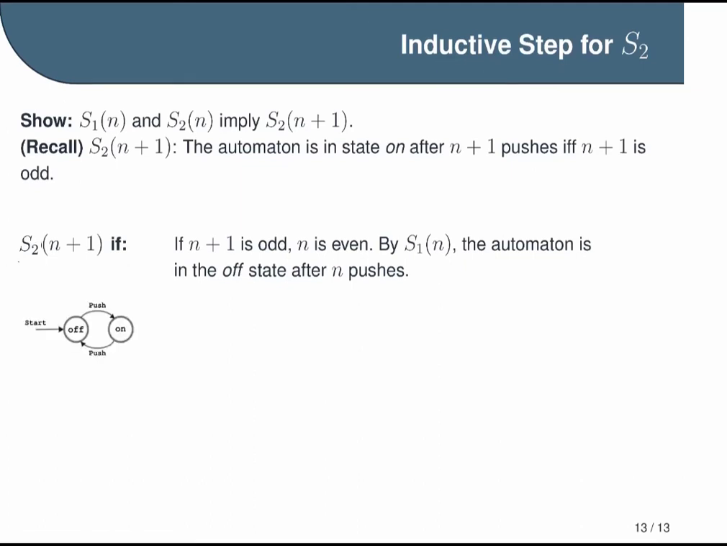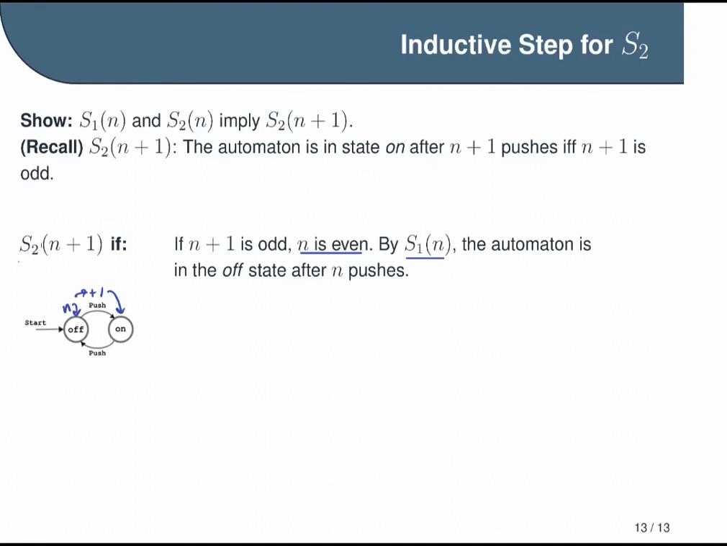So then we take a look at our diagram again, and we use the facts that we've established so far, which are that n is even, and by s1 and the inductive hypothesis, we know that we are in the off state after n pushes. So therefore, it stands to reason that with one more push, we would have n+1 pushes, and we would end up in the on state.